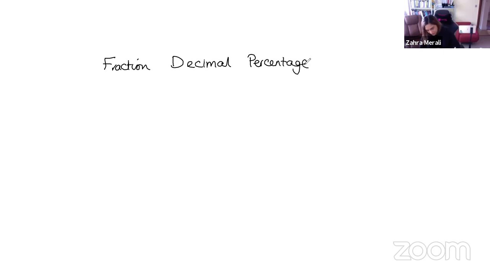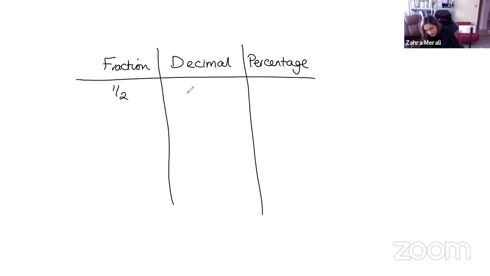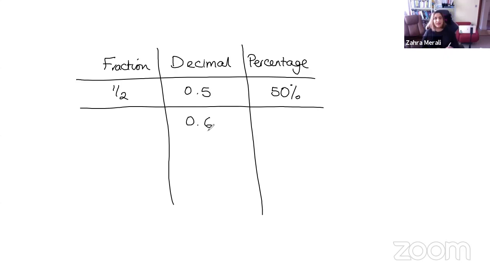So let's try to go between these three. We started off with a half, which we said was the same as 0.5 because it's 5 out of 10, which is 50%. So say we get a decimal that's 0.6. Now we know that the first bit after the decimal point means it's out of 10. So as a fraction, this is 6 out of 10, but it's not in its simplest form because both the top and the bottom are even numbers. So we're going to divide the top and the bottom by 2, and we'll get 3 out of 5.